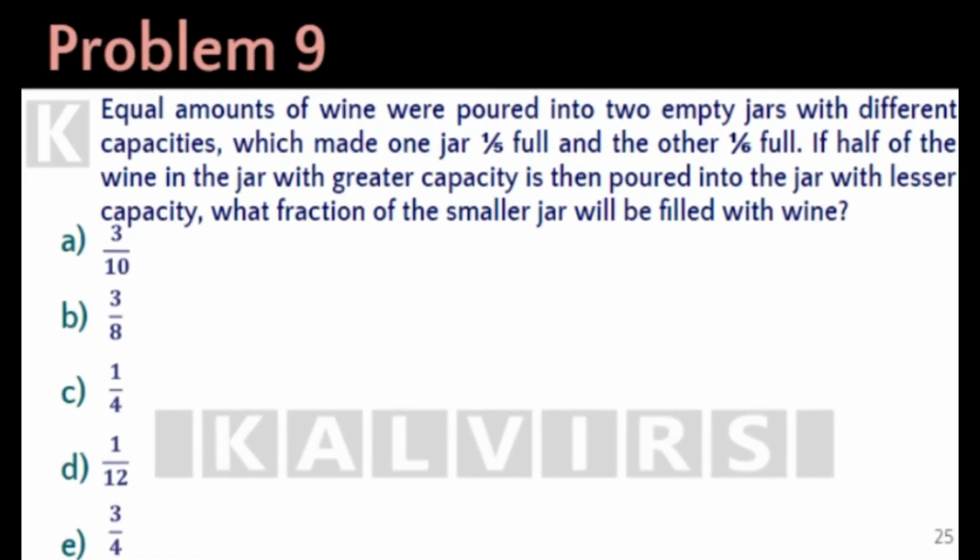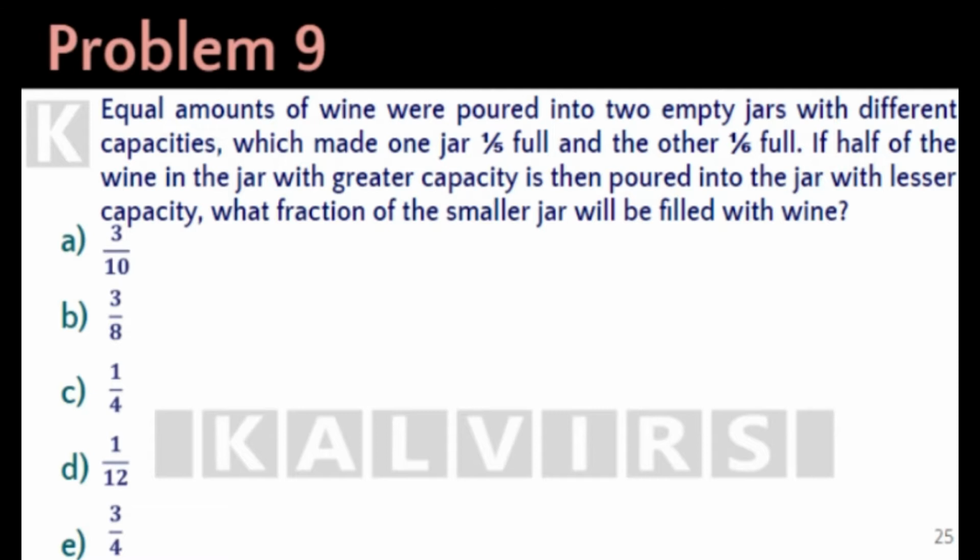Problem 9 says equal amounts of wine were poured into 2 empty jars with different capacities, which made one jar 1/5 full and the other 1/6 full. If half of the wine in the jar with greater capacity is then poured into the jar with lesser capacity, what fraction of the smaller jar will be filled with wine?